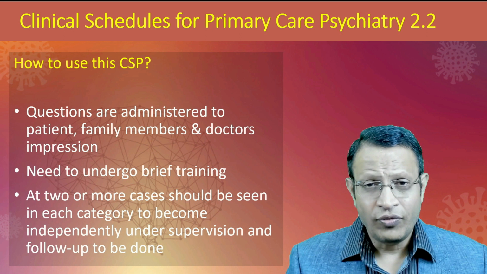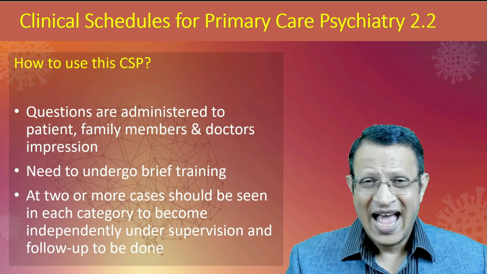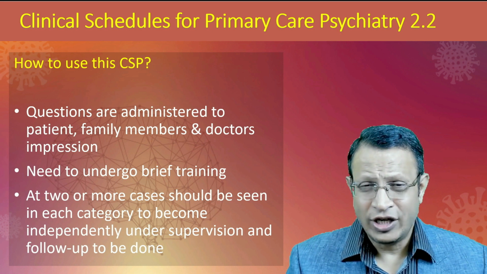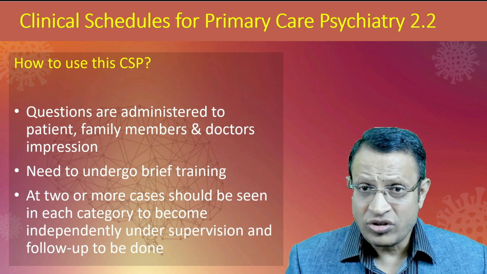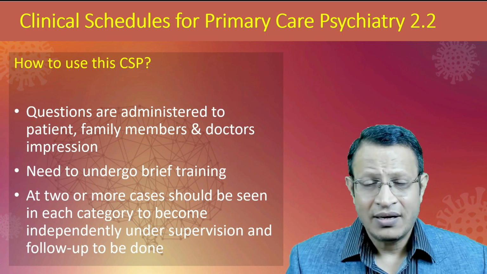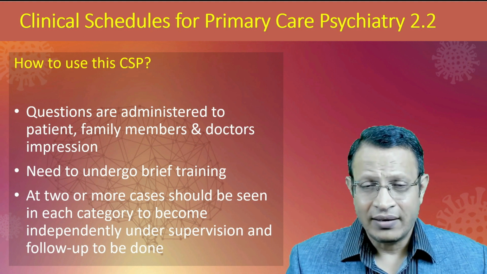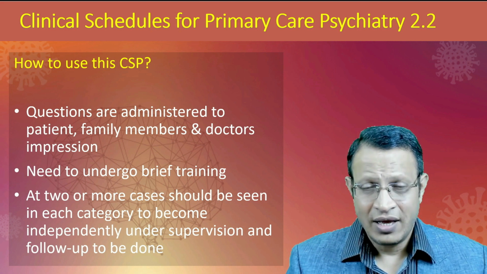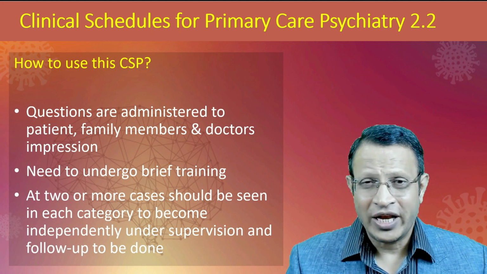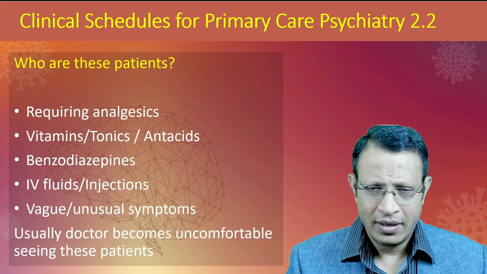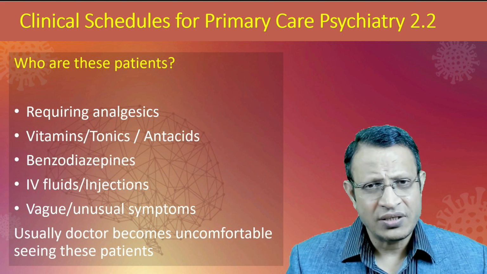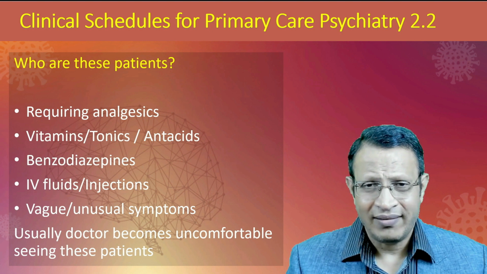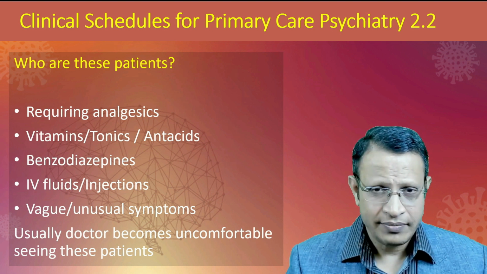And before you use this CSP, at least 2 cases need to be seen in each diagnostic category independently under the supervision of a trained psychiatrist, and treat them independently and do follow-up over a period of 3 months. If you are able to do that, that means you are trained in using clinical schedules for primary care psychiatry. Now the question is, who are these patients who present in primary care who have psychiatric illness?